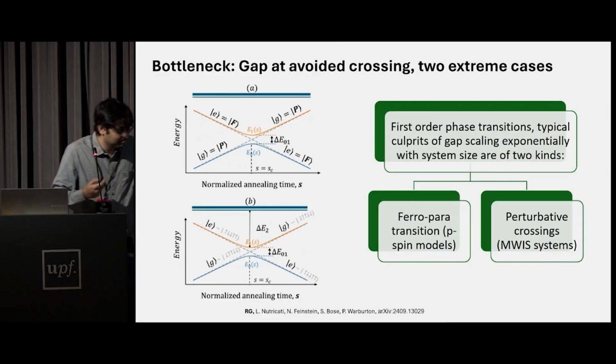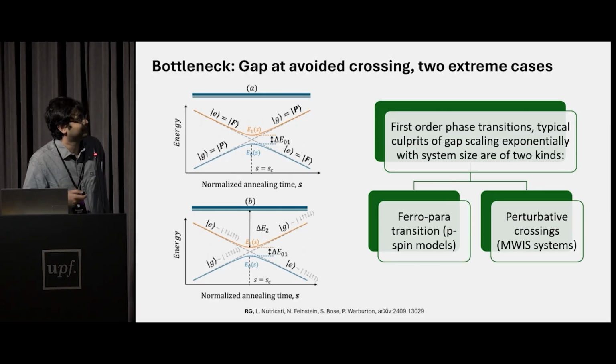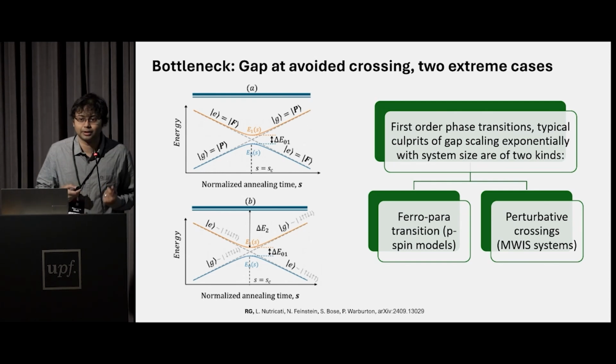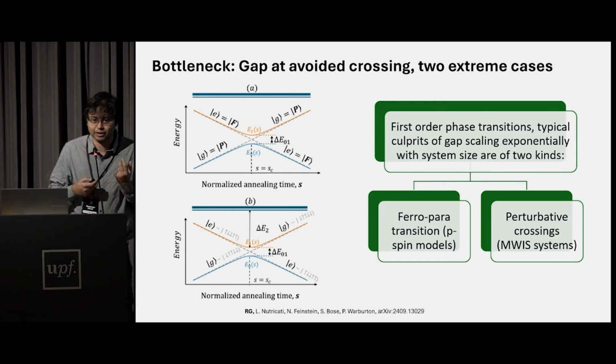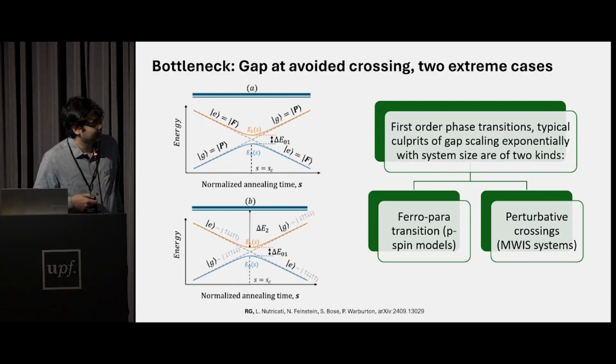So let's now look at the physics behind the problem. What I told you is first order phase transitions are typical culprits of gap scaling exponentially. But you need to know that there are 2 kinds of such things which can happen. The first kind is a first order phase transition.